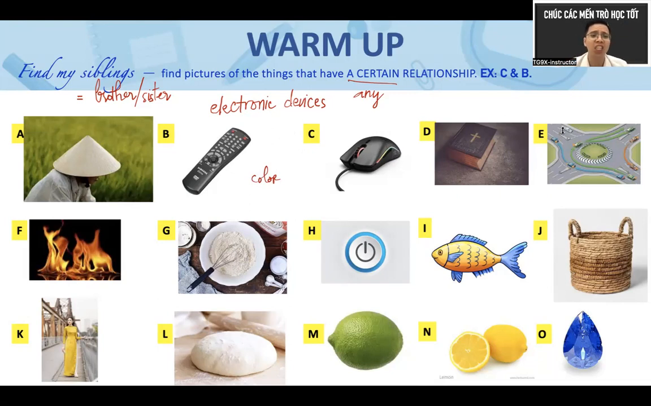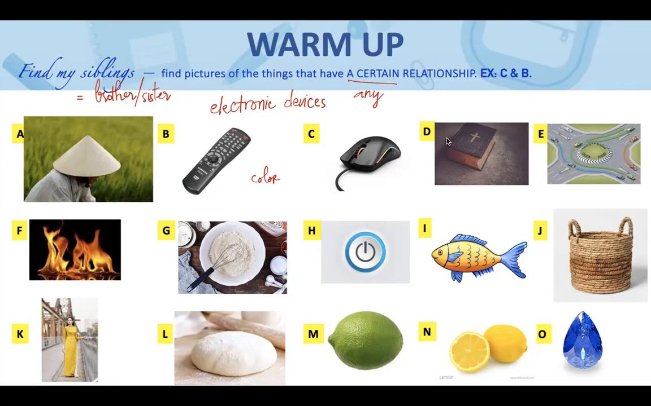So try to find as many siblings as possible. Try to find a relationship. If you don't know what relationship it is, try to make it up. Okay. Now, I'd like to put you into rooms, and chị Ngọc and I and anh Tùng will be in one room. Now listen. Let's go.